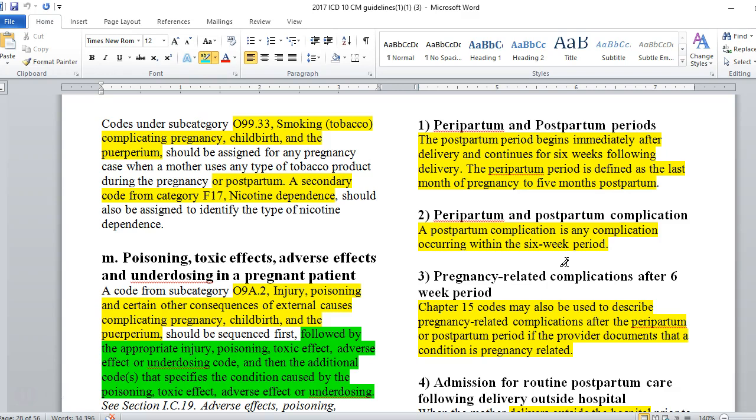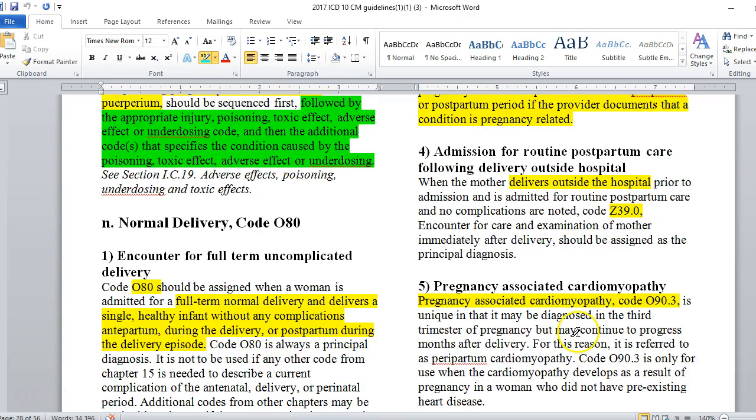So again, time frames. However, they let us know Chapter 15 codes may also be used to describe pregnancy-related complications after the peripartum or postpartum period if the provider documents that a condition is pregnancy-related. So again, if there is a continuing problem after that 6-week period, we can continue to code these complications as long as the provider has documented that it is pregnancy-related. Again, cause and effect.